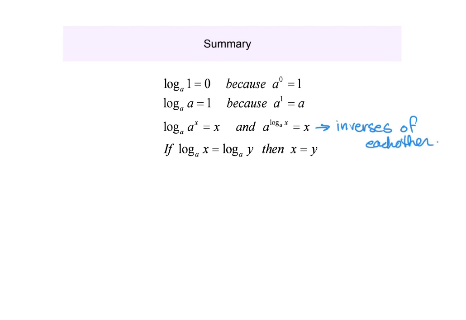And then finally, if I have two logs of the same base set equal to each other, I know their arguments must be equal. Make sure that you have all these properties written down in a safe place. They are all ones that you need to know quite well.